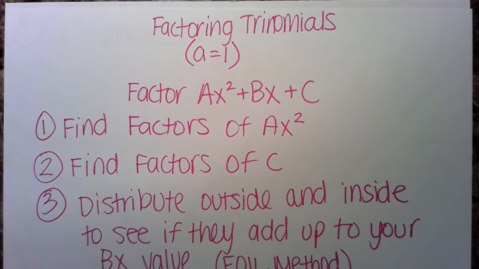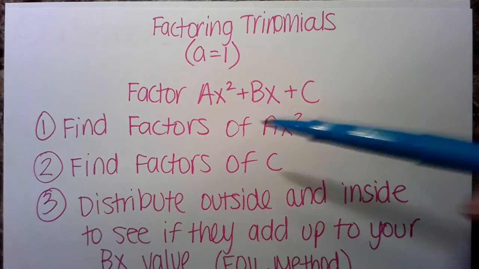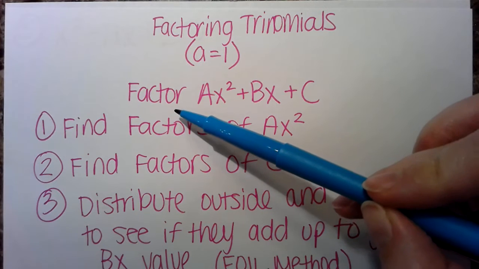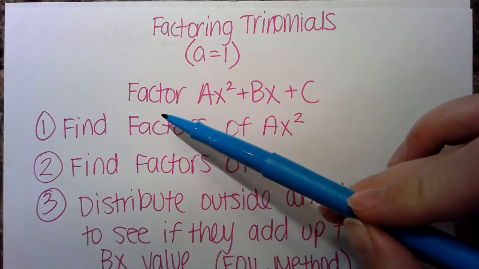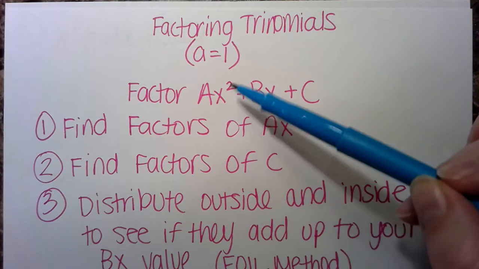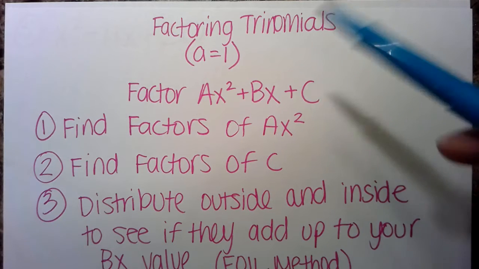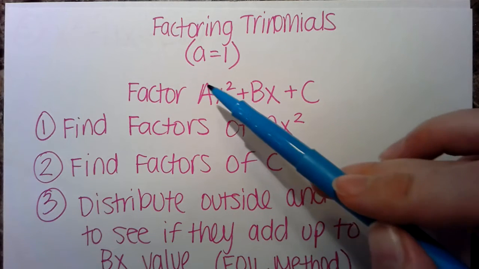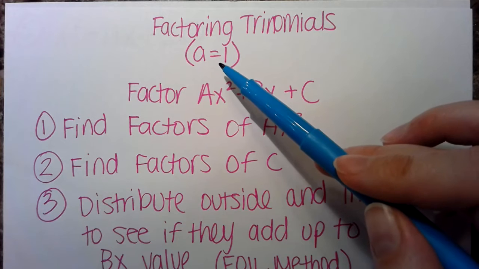So today we're going to be focusing on factoring trinomials when a equals 1. How to factor trinomials, it has to be in this form. So factor ax squared plus bx plus c. Now, in this case, our a value is going to be equal to 1.